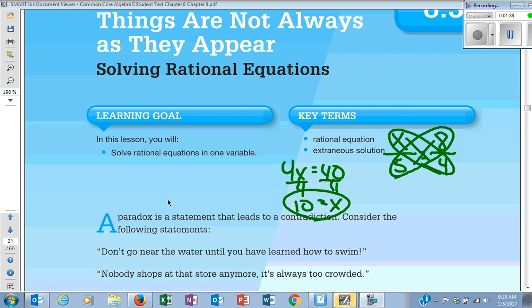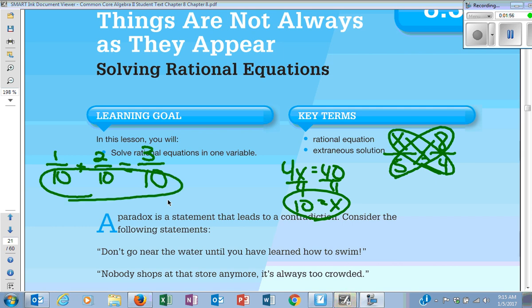Another thing I want you to realize, if I have 1 tenth, and I add 2 tenths, and it equals 3 tenths, that is a true statement. Basically, once I have all the denominators being the same, they really don't matter anymore. All I have to do is make sure that 1 plus 2 equals 3. We're going to use that concept in just a little bit.